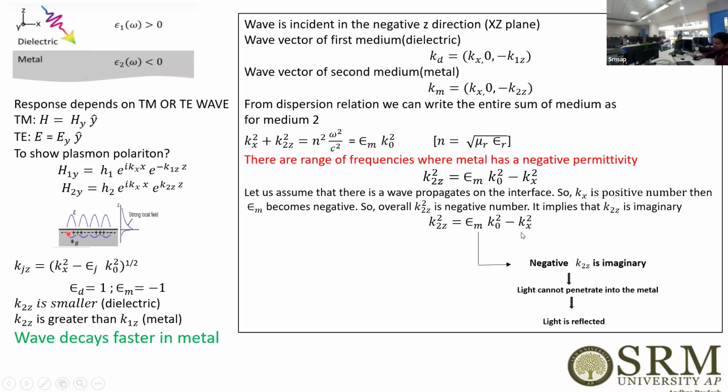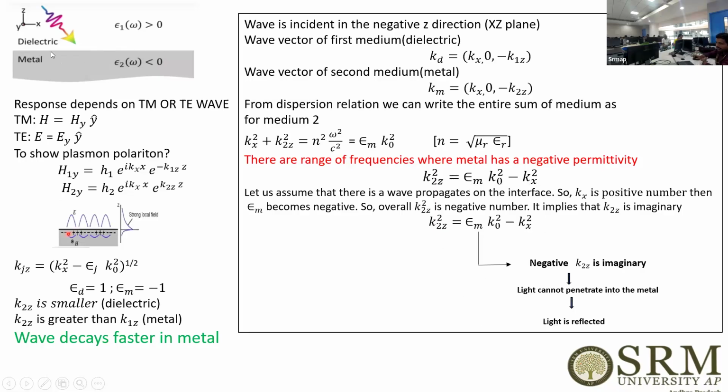Here a slight comparison we need to do. What is kx? Kx is nothing but the x component, the direction in which the wave is propagating on the interface. And what is this epsilon m? I already told you that epsilon is less than 0, that means it is negative. What happens in the range of frequencies where the metal has a negative permittivity? If you substitute that negative permittivity here, it becomes minus of k0 square plus kx square. Kx is always positive because the wave is propagating along the positive x-axis. Then this term becomes imaginary.